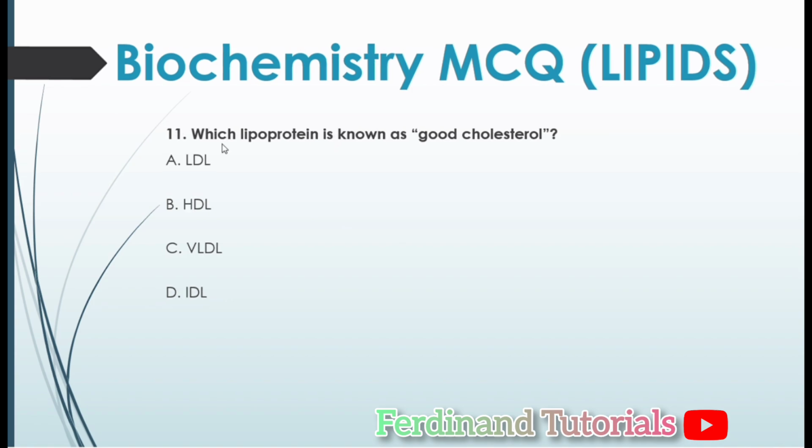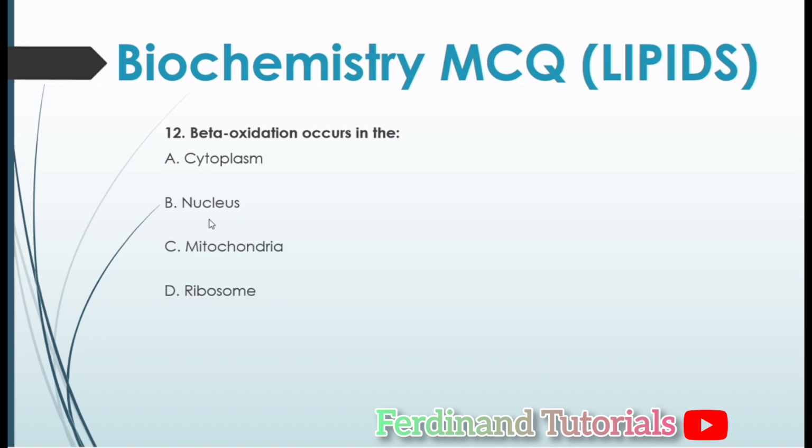Question 11, you get to see more interesting questions. Which lipoprotein is known as good cholesterol? Now, we've understood the one that is bad cholesterol. Is it LDL, low density lipoprotein? Is it HDL, high density lipoprotein? Is it very low density lipoprotein? Or is it intermediate density lipoprotein? The correct option here is what? Is B, high density lipoproteins.